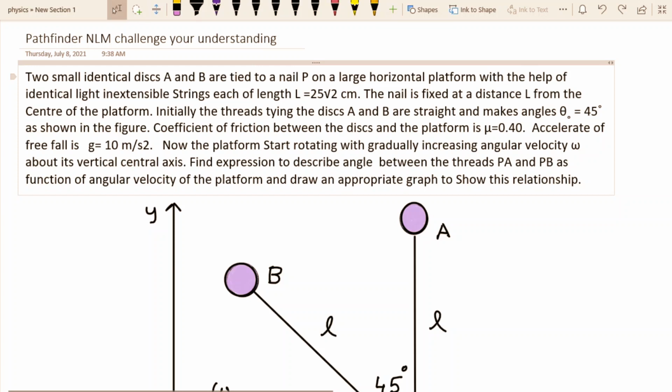Now the platform starts rotating with gradually increasing angular velocity omega about its vertical axis. Find an expression to describe the angle between the threads PA and PB as a function of the angular velocity of the platform, and draw an appropriate graph to show this relationship. So this is the given problem.